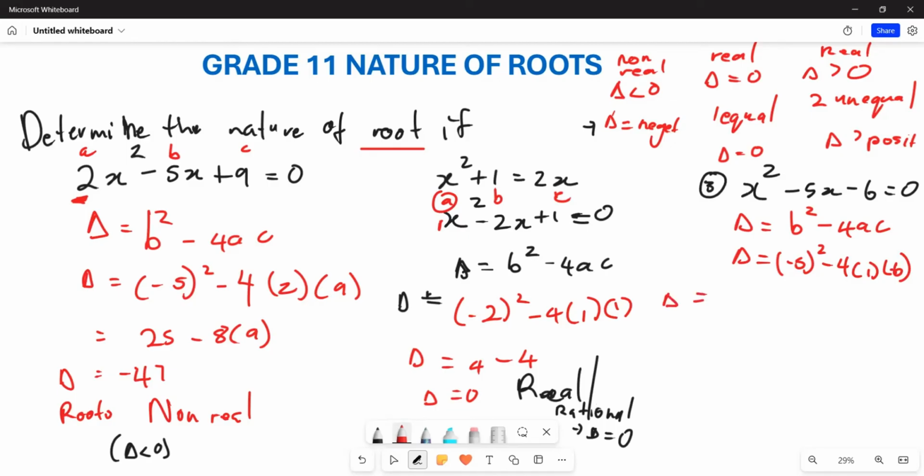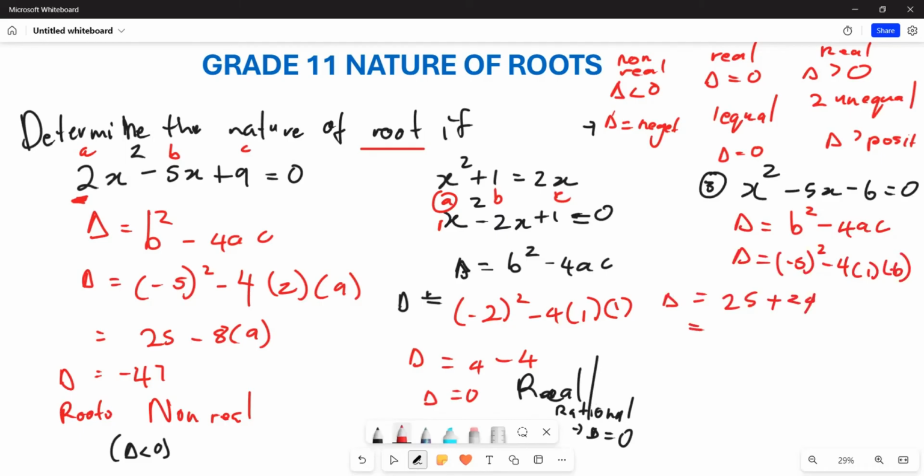Your discriminant here is going to be the same as 25 subtract. What else are you going to have? Your 4 multiplied by 1, multiplied by negative 6. The answer that you're going to have here is 24. Altogether, it's going to be basically your 24. And if this is 24, which means this is going to be plus 24.